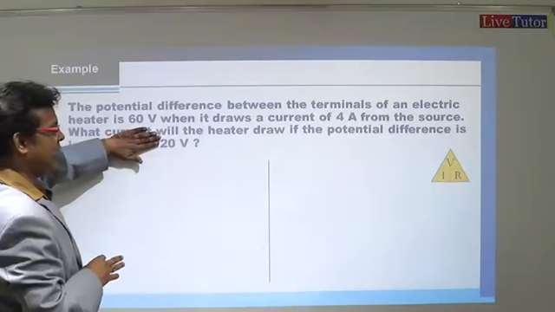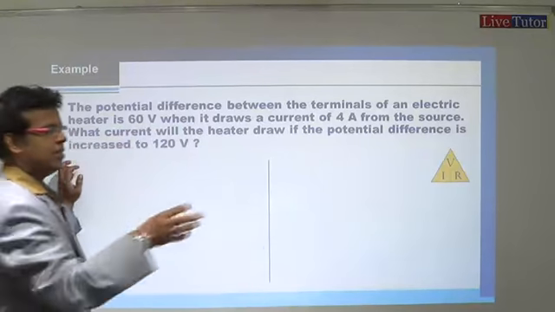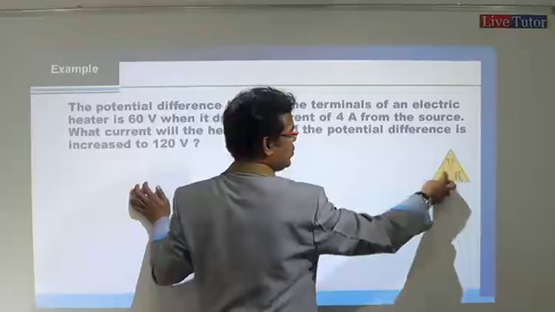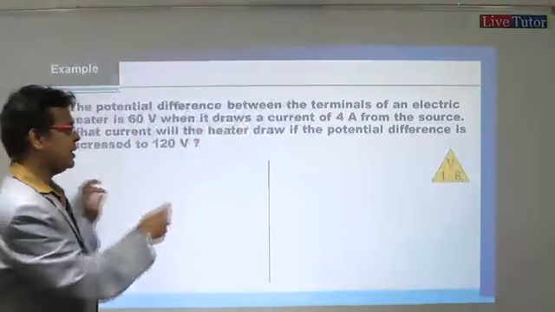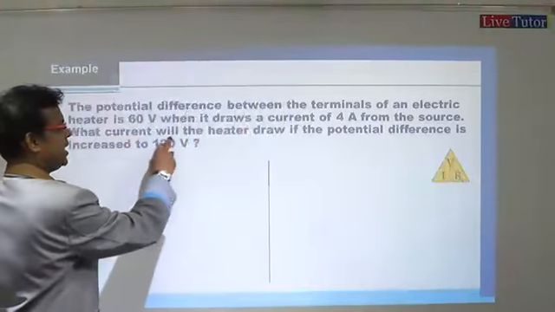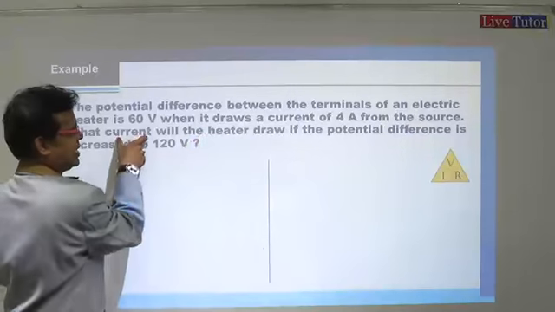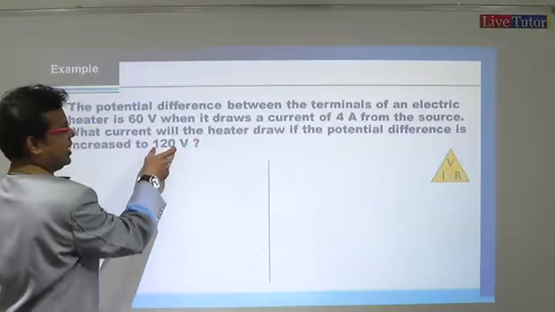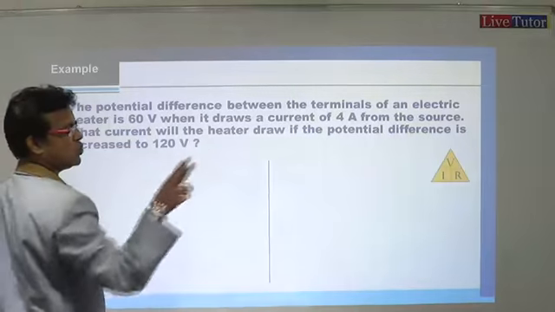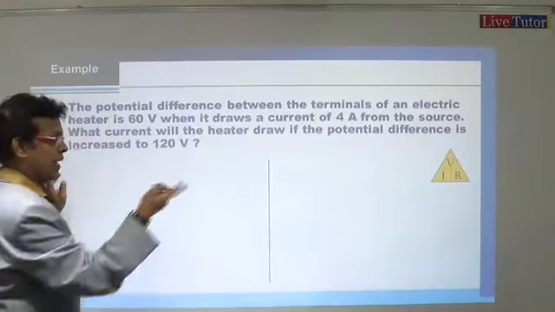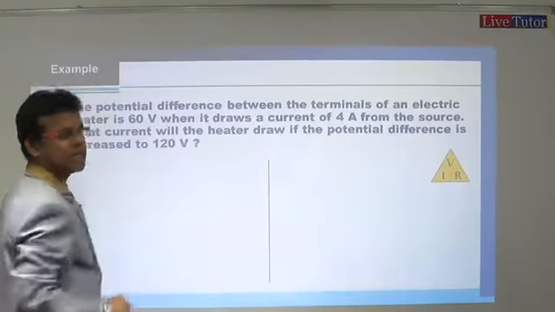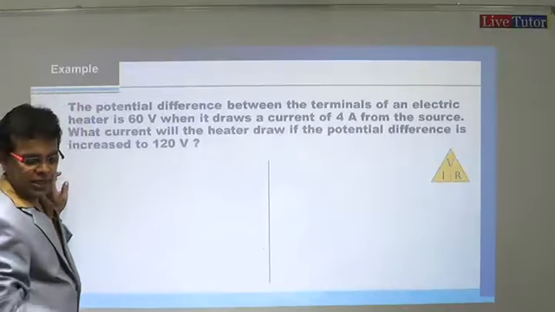If it is given here, we can say in these 3 variables, if any 2 are known, we can find out the third one. But in the last line, what current will the heater draw? They are asking current. The potential difference is given. Only one data is given, but we need one more variable. To find out that variable only, the first 2 lines are given. That way we have to understand.